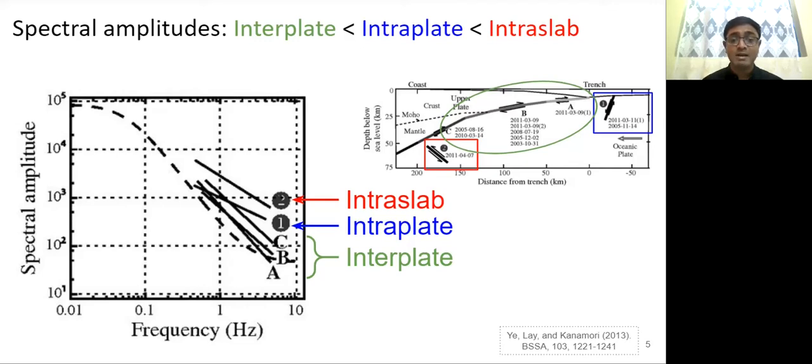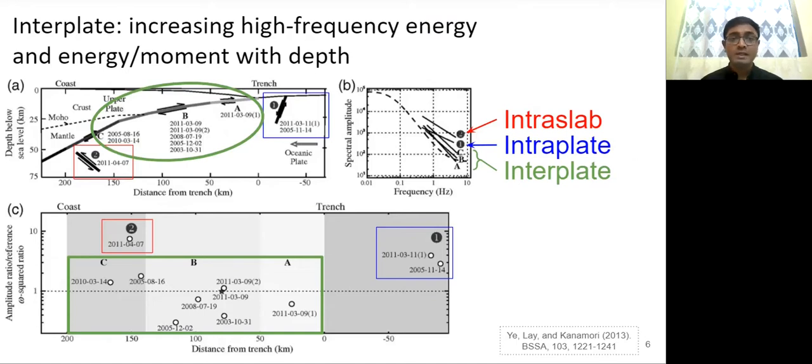Observed increasing spectral amplitudes, that is the y-axis values, from interplate to intraslab events, especially at higher frequencies. Within the interplate setting, they observed an increase in the high frequency energy and energy to moment ratios with depth, as seen in figure C, and subdivided the region into 3 domains, A, B, and C.